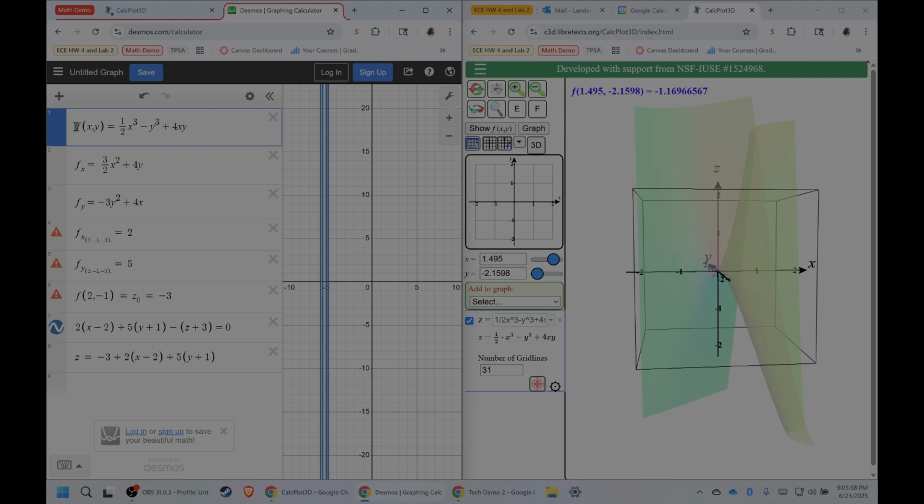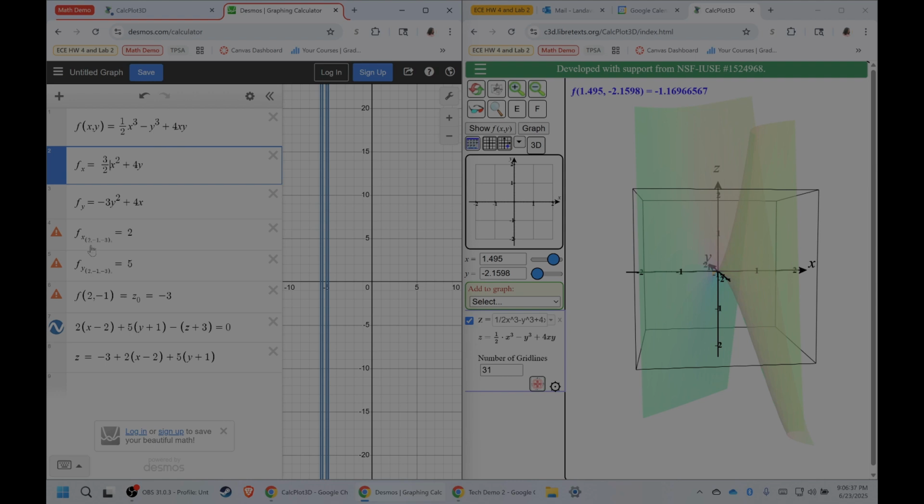But we have our original function, which is f(x,y) equals 1/2 x cubed minus y cubed plus 4xy. And to find the tangent plane of it, we need to start taking some partial derivatives. So we take a partial derivative with respect to x, which would be 3/2 x squared minus, this becomes 0, plus 4y, because 4y is a constant with respect to x. So you get 3/2 x squared plus 4y. And then for the partial derivative with respect to y, this is a constant, so it dies. And then we have -3y squared plus 4x, because that is the constant with respect to y.